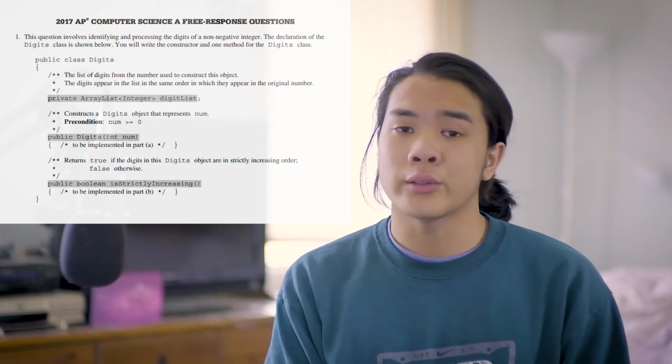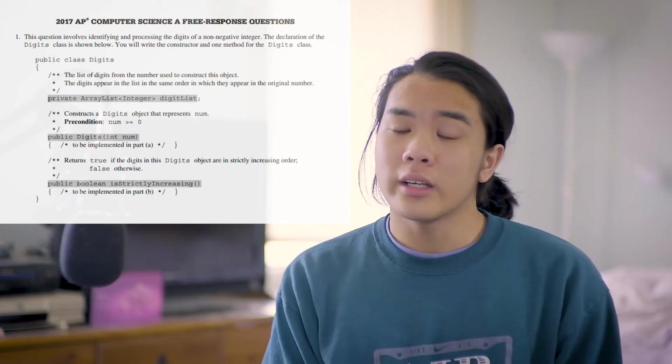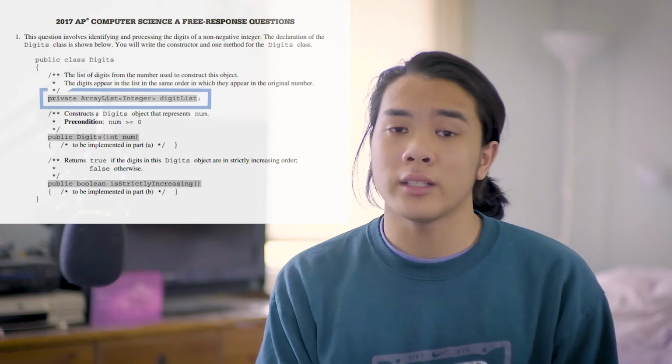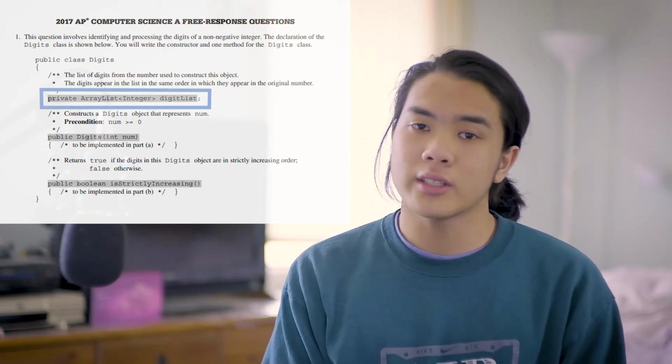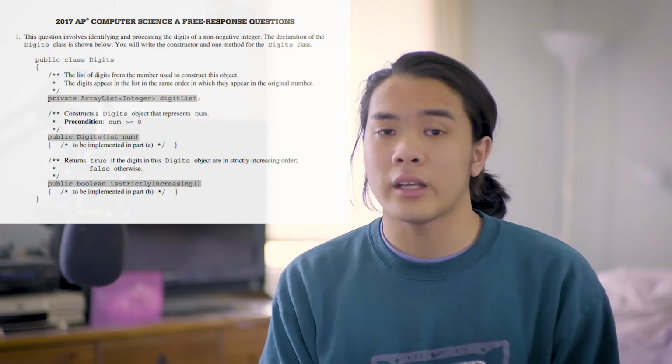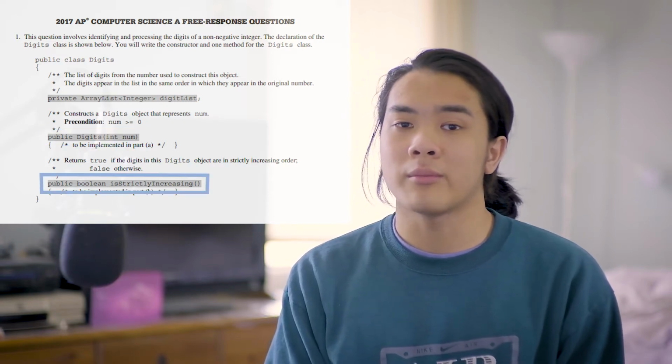So first, let's take a look at what question 1 is all about. From what the test tells us, there is a class called Digits, and from first glance, we can see that there is a private ArrayList that holds integers called digitsList, followed by a constructor that we have to make in part A, and then a boolean method that we have to implement in part B.